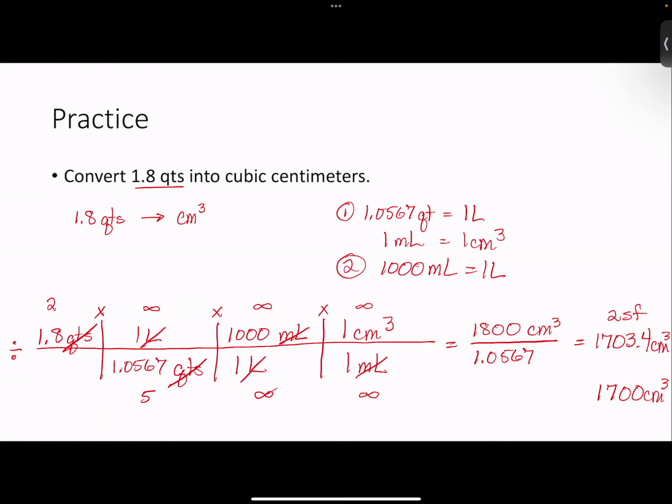And so 1.0567 was probably somebody going, okay, I want a liter. How many quarts make up that liter? And the quarts were the measurement. Other questions? Okay, let's look at another example.